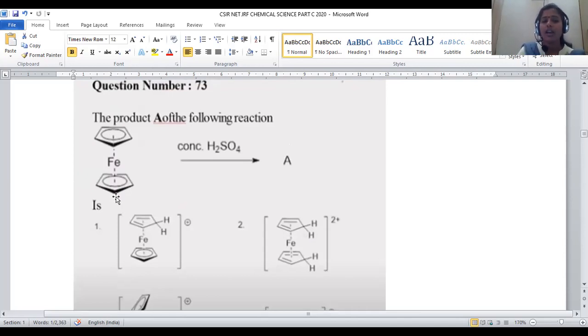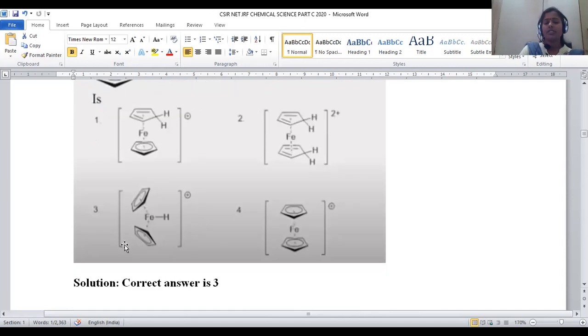This is the kind of organometallic compound where iron is surrounded with cyclopentadienyl anions. So what happens when it is treated with concentrated sulfuric acid? It is very obvious that sulfuric acid is a proton donor, an H plus donor, and here the iron complex is able to accept the hydrogen and is turned into FeH total positive.